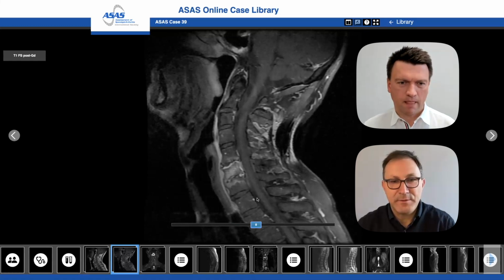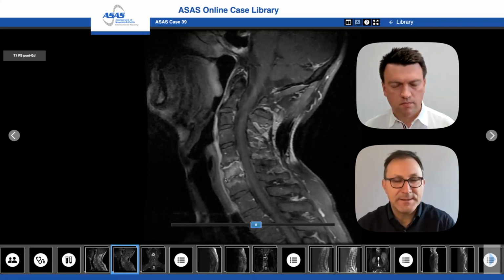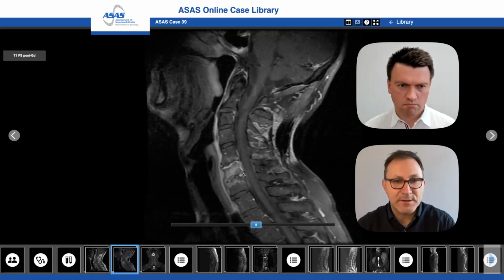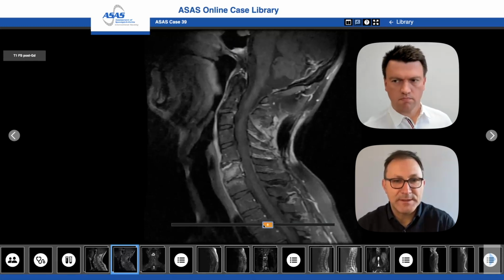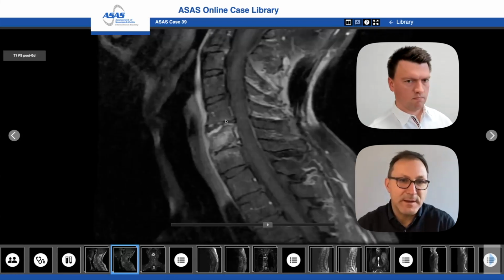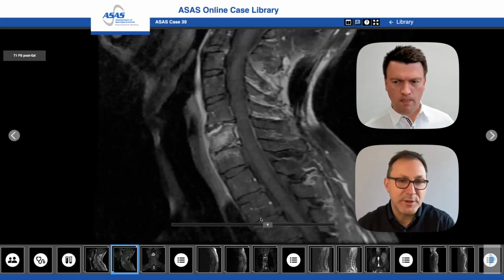So you see the cerebrospinal fluid is dark. We see that the subcutaneous fat is dark, so it's suppressed. And we have this high signal intensity lesion in the 6th vertebral body and a little bit also in the 7th. We can see that there are irregularities of the end plates of these vertebral bodies, and there's also some granulation tissue that we see here in the upper end plate of the C6 vertebral body.